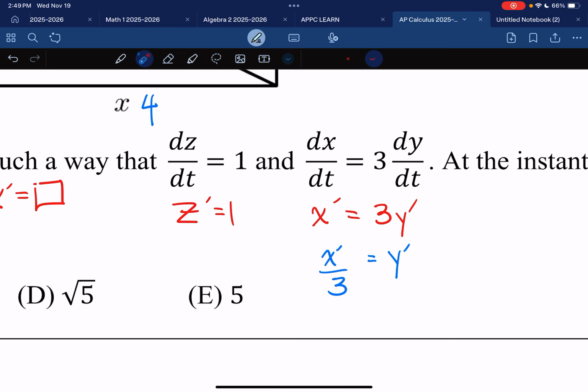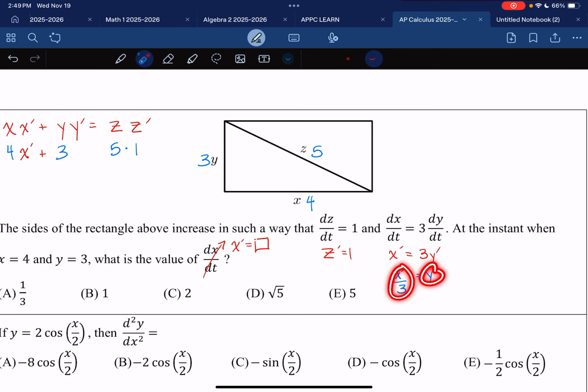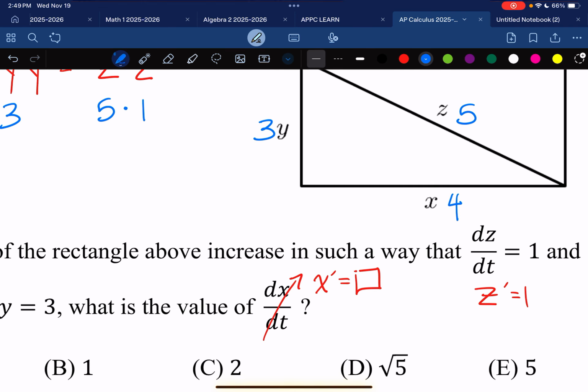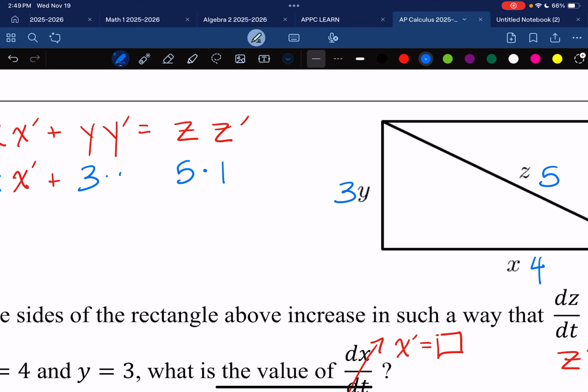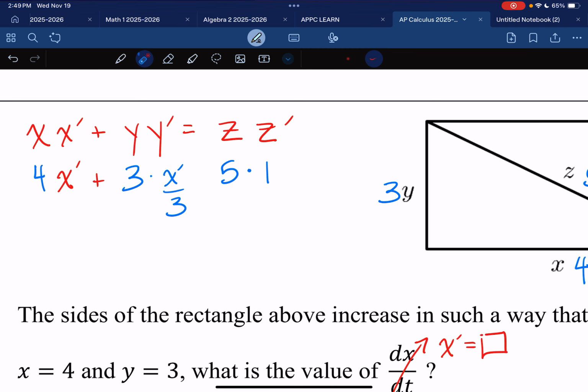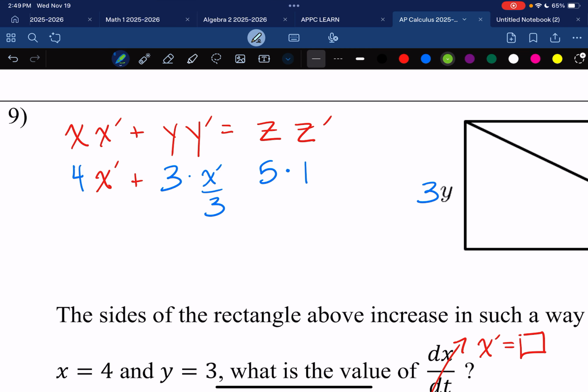So I now know that if this y prime is x prime over 3, this y prime is also x prime over 3. I can say this is times x prime over 3, which is kind of fantastic because look, this 3 and this 3 are going to cross cancel, and we are going to be left with just an x prime here. So let's go ahead and simplify all of this. This is going to be 4x prime plus another x prime is equal to 5. And check this out, I have 5x prime is equal to 5. If we divide both sides by 5, we get x prime is equal to 1.